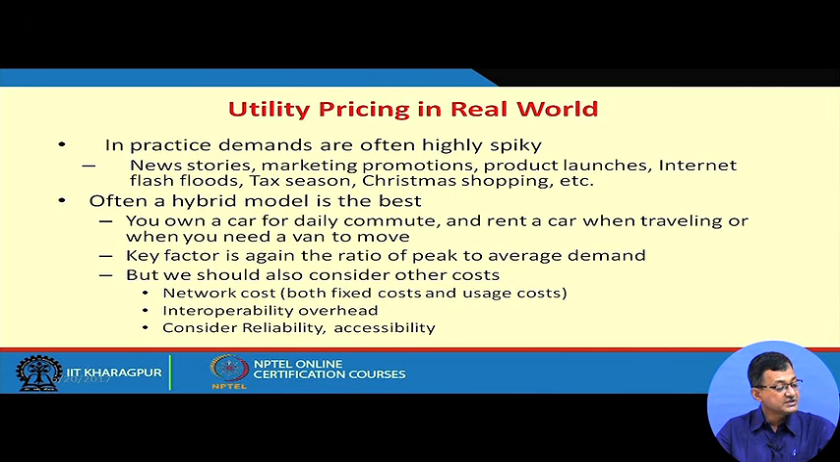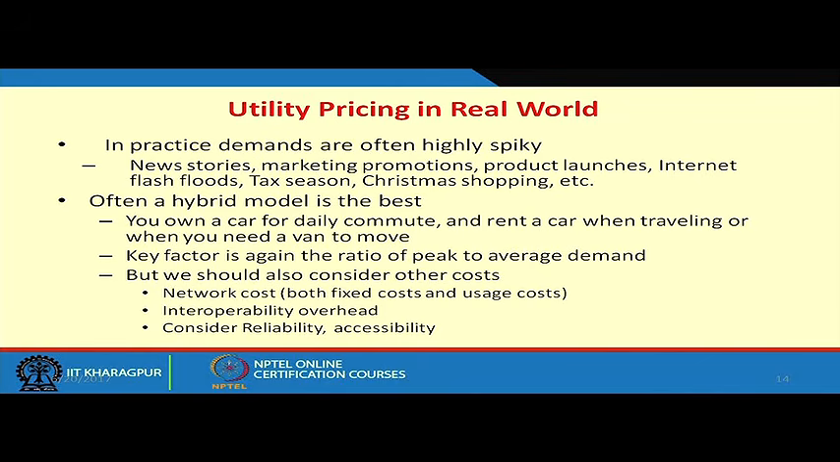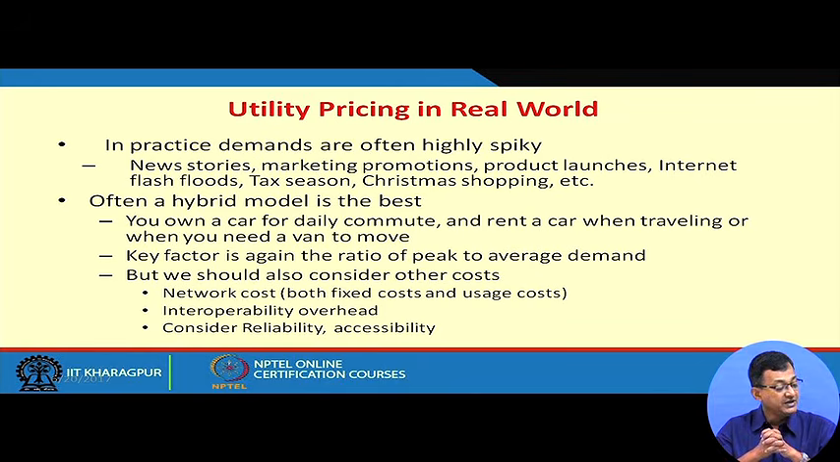But we should also consider other costs, which were not considered in the previous calculation. There are network costs, both fixed and usage costs, and interoperability overhead, like when different information or data sources are talking to each other. Consider reliability, accessibility and so on and so forth. So, these are the different factors.